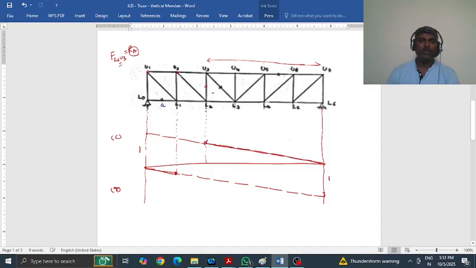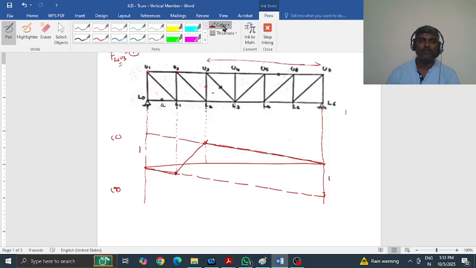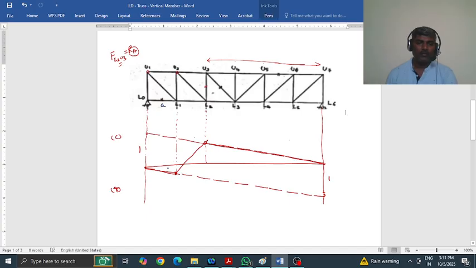Okay, what about when the load is between U2 and U3? So you just join these two points by a straight line. That's it. Now you see this is tension and this is compression. This is the ILD for force in the vertical member chosen, that is, the ILD for force in L2U3.